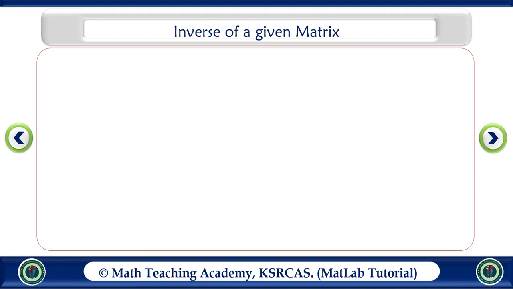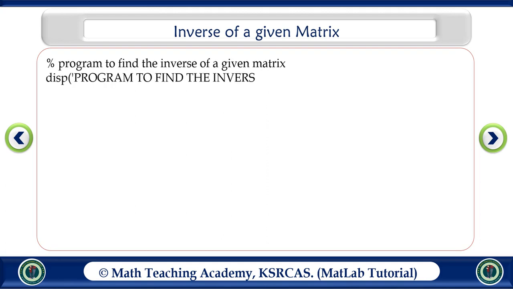Now we are going to look at the program to find the inverse of a given matrix. The first line is percentage, program to find the inverse of a given matrix. Here the percentage symbol denotes that the line is a comment line. This line helps the user to know what the program will do. And then disp, program to find the inverse of a given matrix. This command displays the text "program to find the inverse of a given matrix" in the command window.